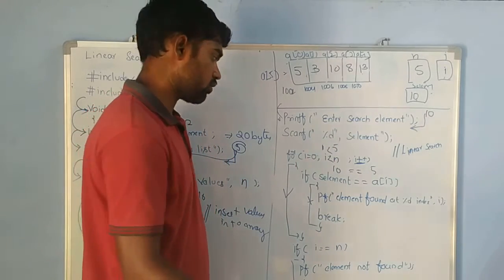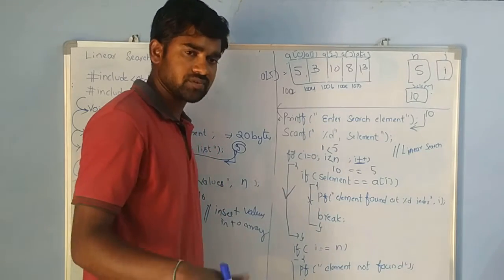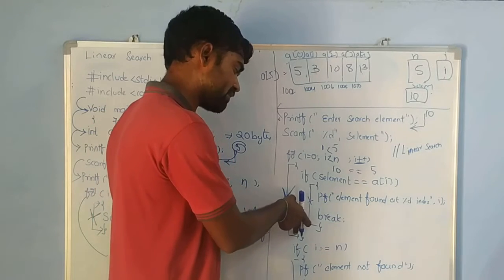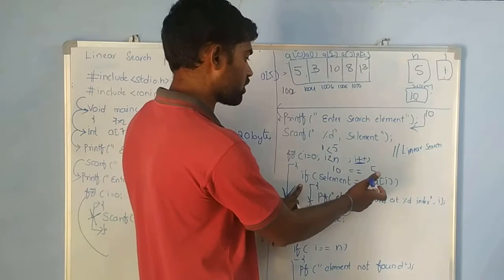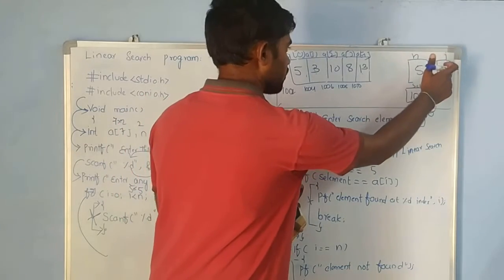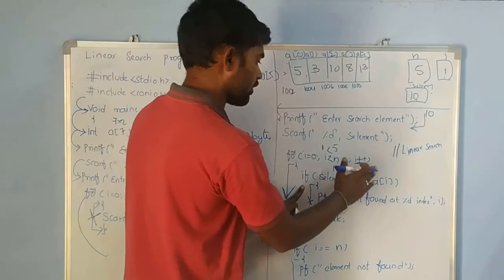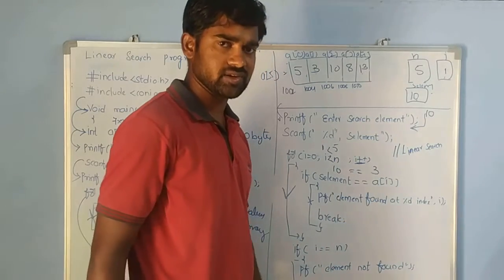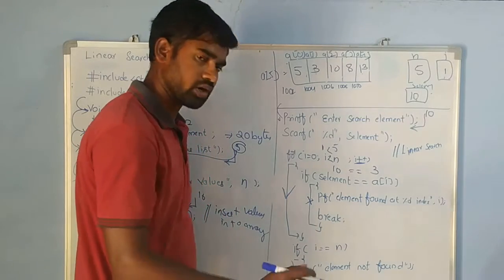Condition is true. When the condition is true, this for block of statements is going to be executed. In this for block, again we have the if block. If S element equal to A of I, with I equal to 1, A of 1 value is 3. Now 10 is equal to 3? The condition will be false. Again, this block of statements is not going to be executed.